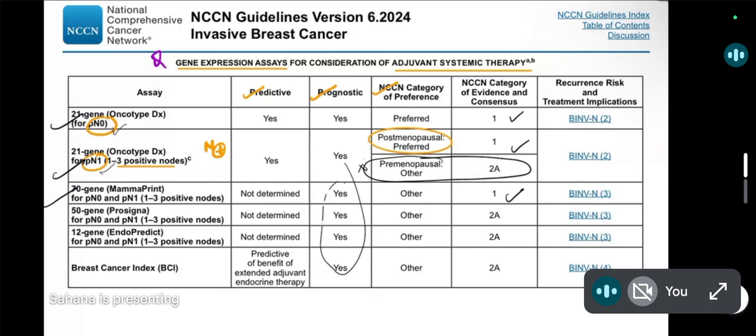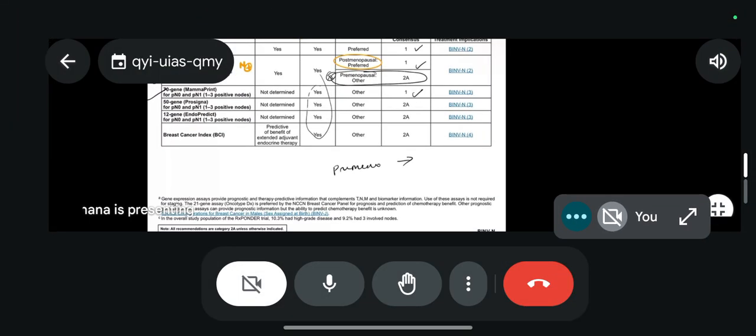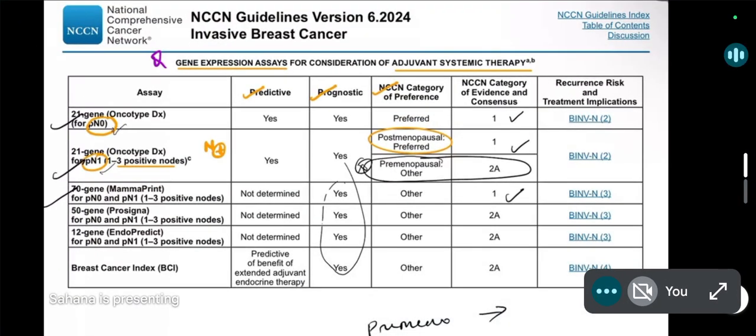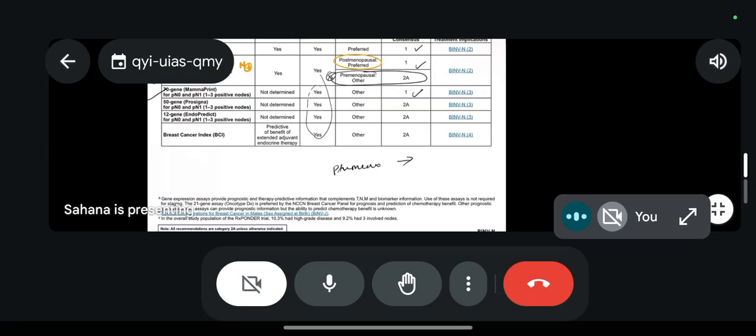नोड पॉजिटिव 2A है, बट अभी प्रीमेनोपॉजल बिकॉज़ दे आर हाई रिस्क. फॉर पोस्टमेनोपॉज young patients, no, in premenopausal with node positive, instead of seeing scores to avoid chemo, better might as well give chemo because they are young and high risk group, no? Yeah, so that is why it is category 2A.